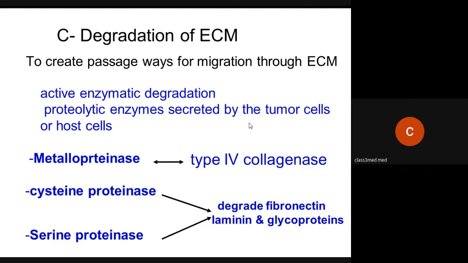Simply, the process of degradation is an active enzymatic process. The process requires the production of proteolytic enzymes by the tumor cells. So the metastasizing tumor cells should be able to produce these proteolytic enzymes to degrade the extracellular matrix.